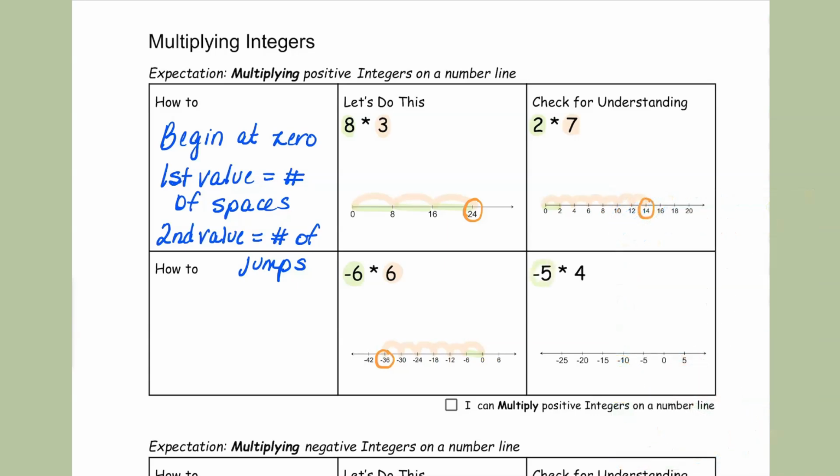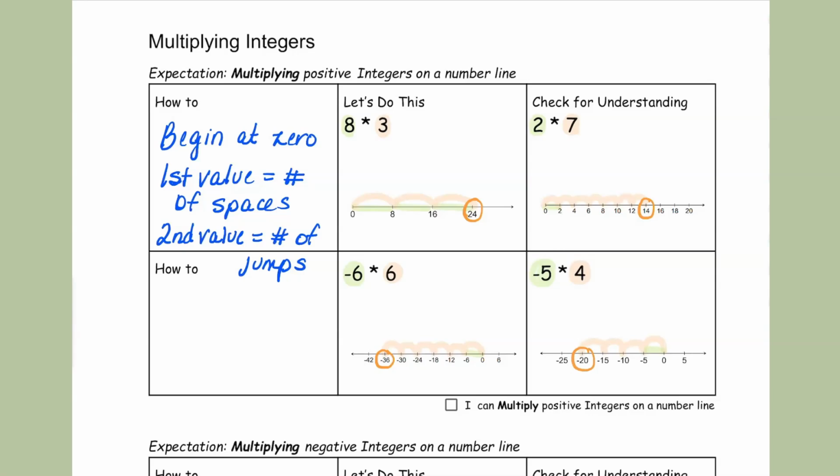Go ahead and pause and see if you can do this one and try this negative 5 times positive 4. What do you think that answer is going to be, positive or negative? Well, we're jumping 5 spaces in the negative direction, and we're going to do that 4 times. So negative 5 times positive 4 is negative 20.